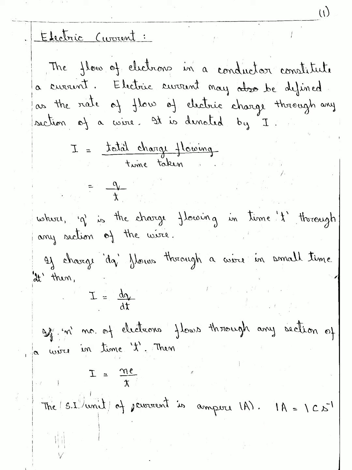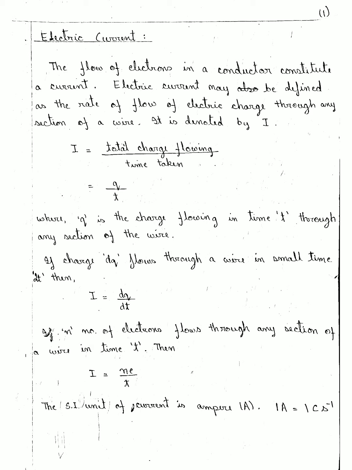Now, if N is the number of electrons flowing through any section of a wire in time T, then I is equal to Ne by T. Now here e is the elementary charge and is equal to 1.6 into 10 to the power minus 19 coulomb. And N is the number of electrons. So using the quantization condition from chapter 1, Q is equal to Ne. Here we are not writing positive or negative because electric current is a scalar quantity and is always positive.